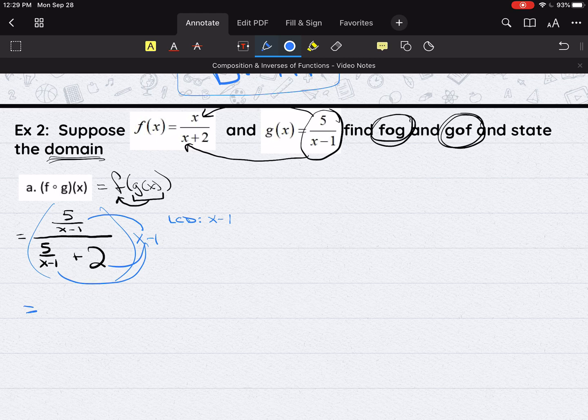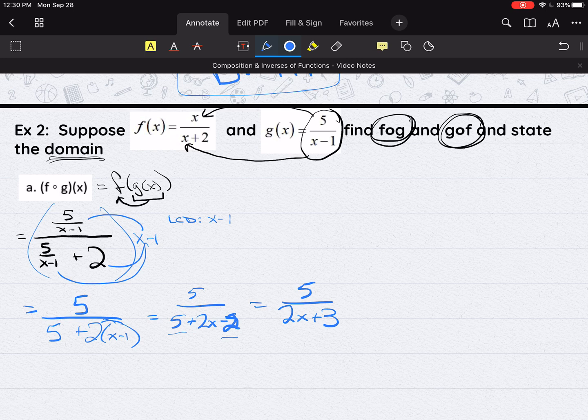And would give me, in the numerator, the x minus 1s would cancel and I'd be left with 5. The denominator, 5 over x minus 1 times x minus 1, the x minus 1s would cancel and I'd be left with 5. And then 2 times x minus 1. So I just have to simplify that denominator a little bit. Distribute the 2. Minus 2, sorry. And then combine my like terms. So I would get 2x plus 3. So there's my new function.